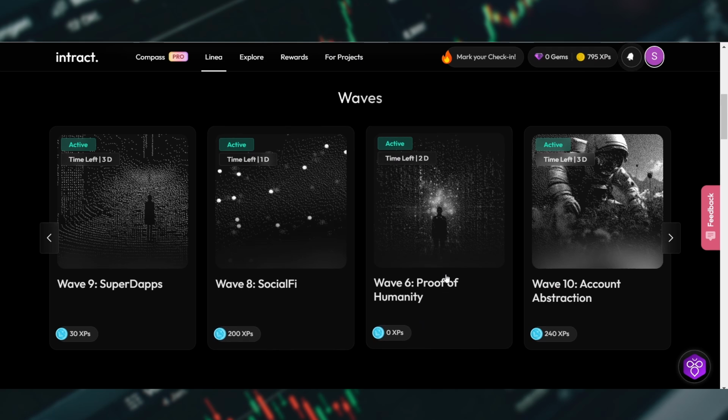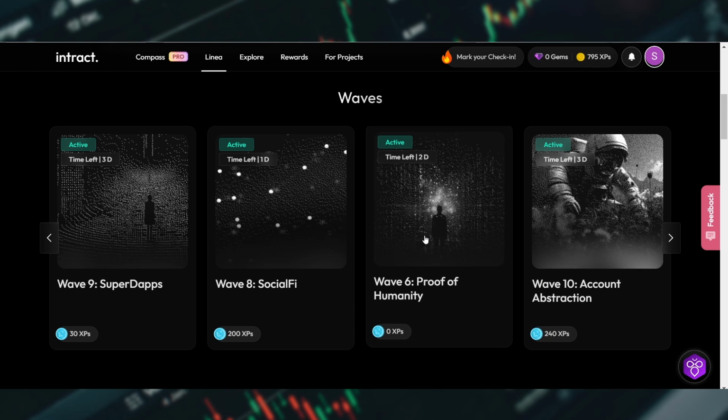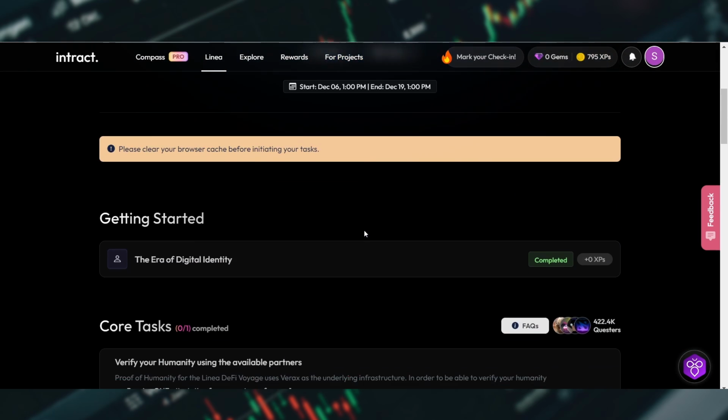Each week you have new tasks like trading or proof of humanity. After completing a task successfully, you get XP points, which can potentially increase your airdrop. The most important task you need to do right now is the proof of humanity. You have only 1 or 2 days left to do that, so hurry up.